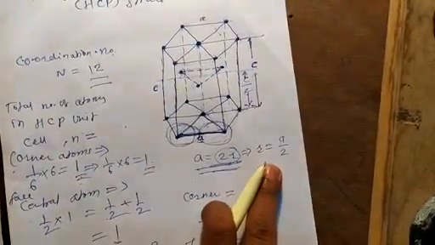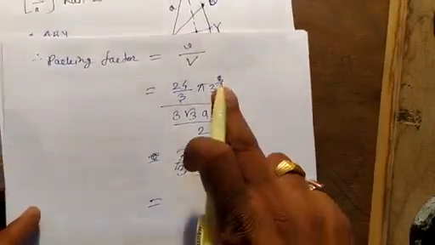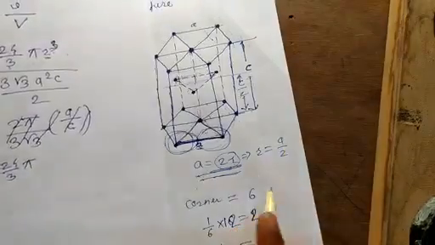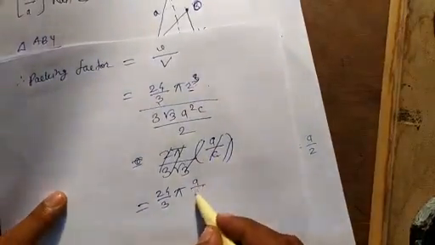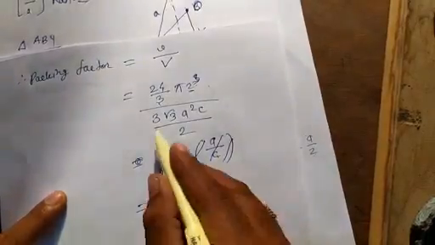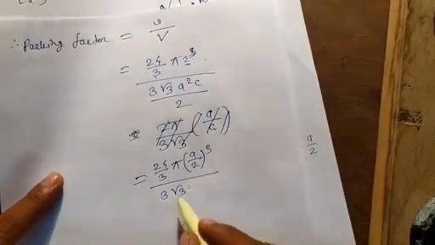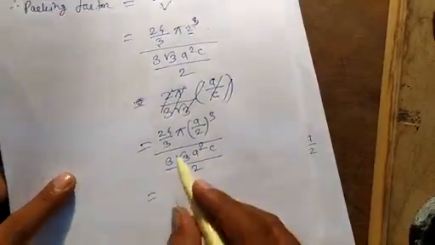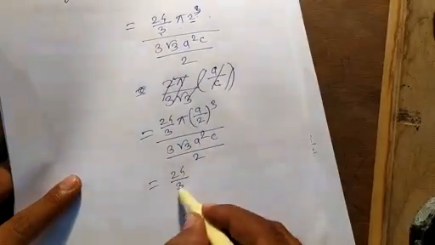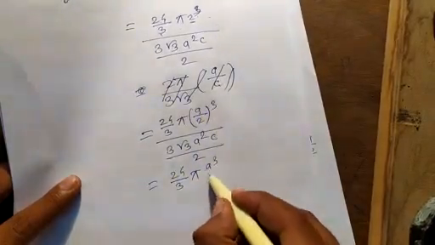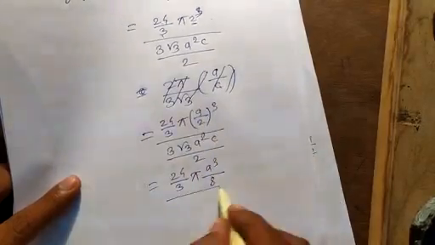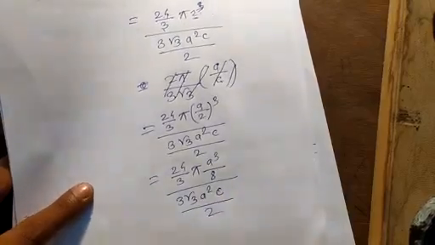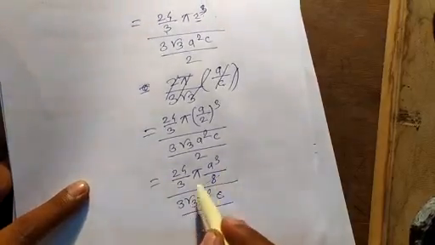Now use this equation r equal to a by 2 in this equation. Therefore, what we get? 24/3 pi r cube, and what is r? a by 2. Therefore, a by 2 whole cube upon 3√3 a square c upon 2. Okay, now simplify this. 24/3 pi a cube upon 8, upon 3√3 a square c by 2. Now it becomes 8 3 24.